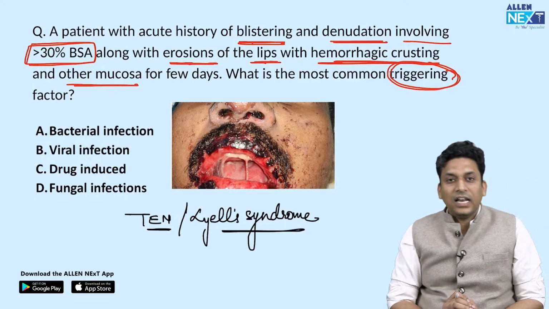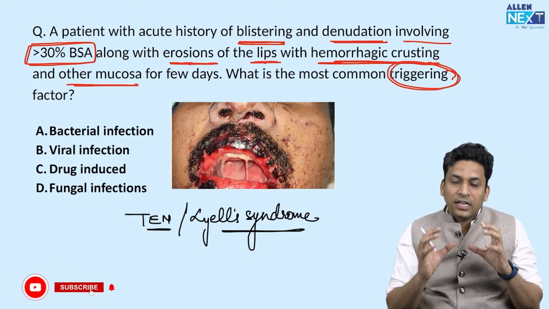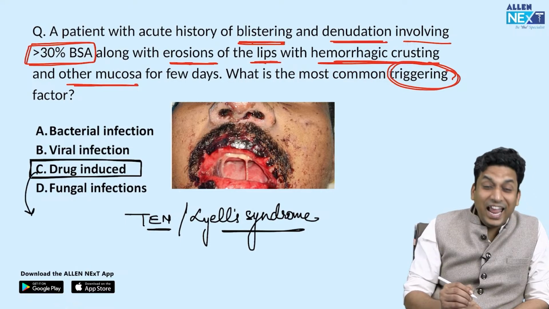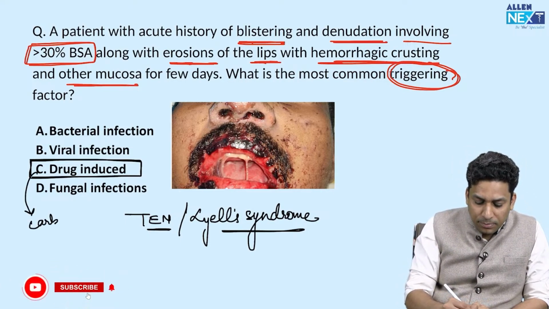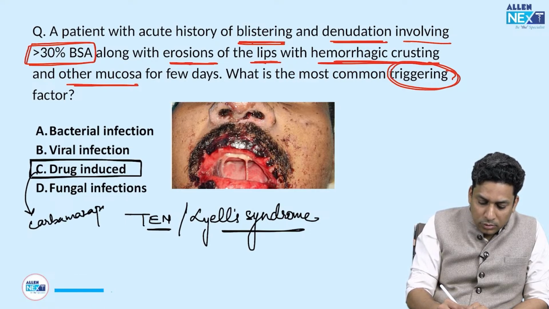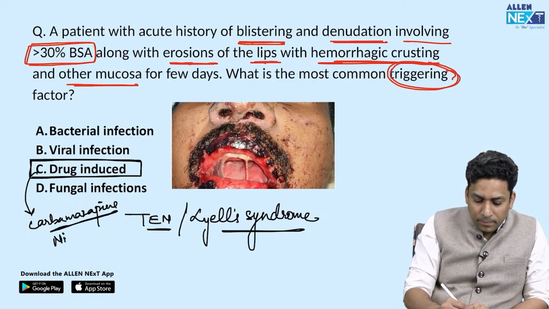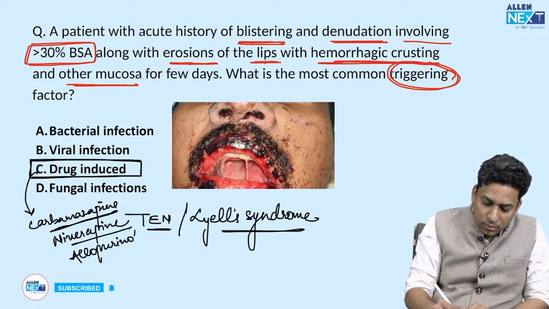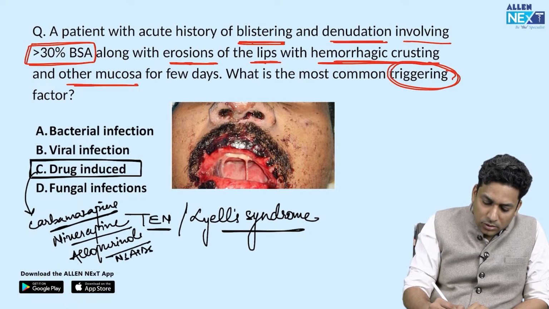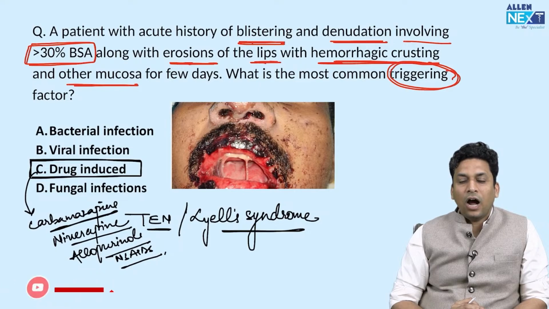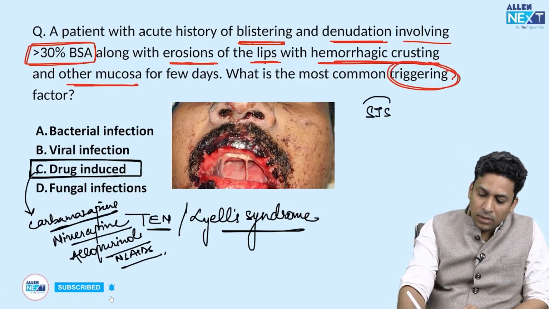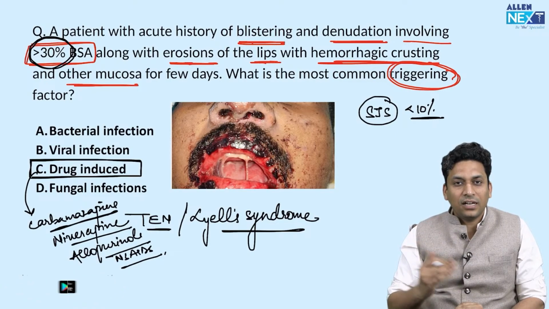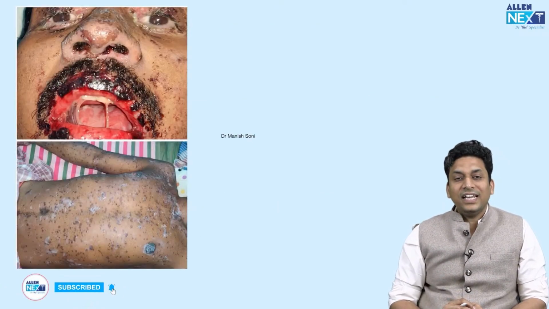In Lyell's syndrome or TEN, the triggering factor in the majority of cases is drugs, and the most common drugs are generally anti-epileptic drugs like carbamazepine. Though other drugs are also involved like nevirapine, which is an antiretroviral drug, allopurinol, NSAIDs. So multiple drugs can cause this condition, and how to differentiate this condition from Stevens-Johnson syndrome? Remember here the area involved is less than 10%, but in the question more than 30% is mentioned, so that's why the answer is TEN. So TEN is a very severe condition.